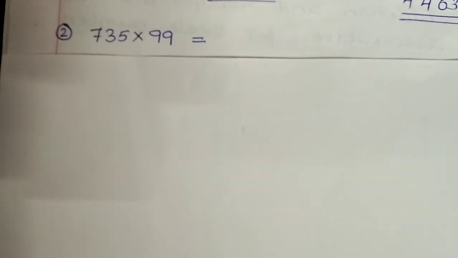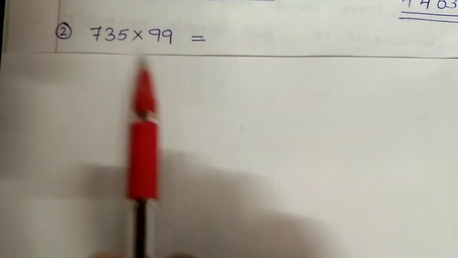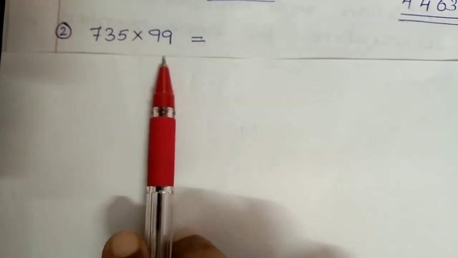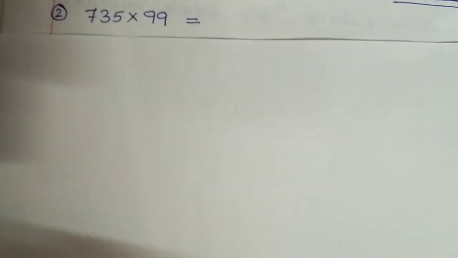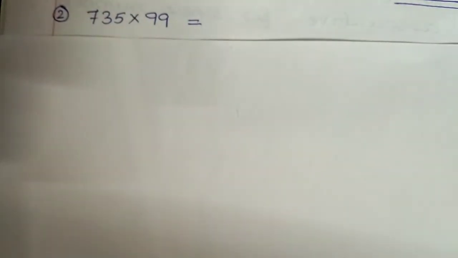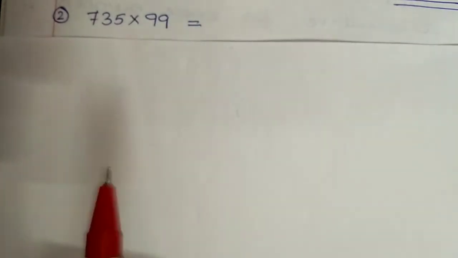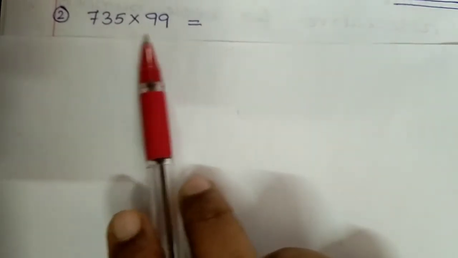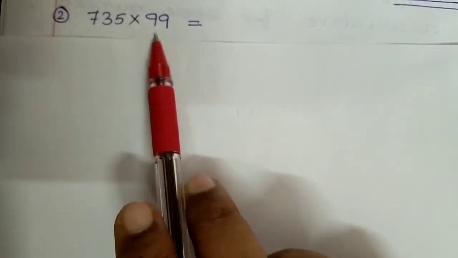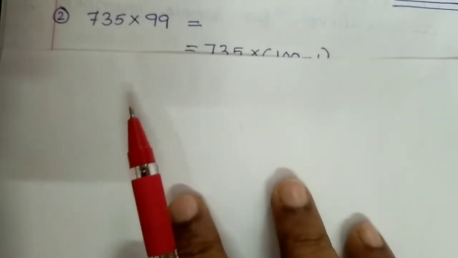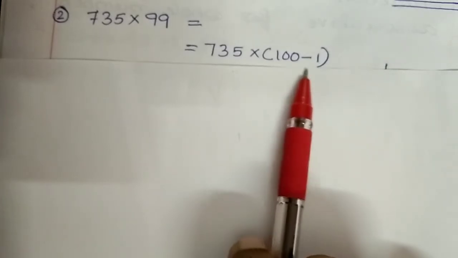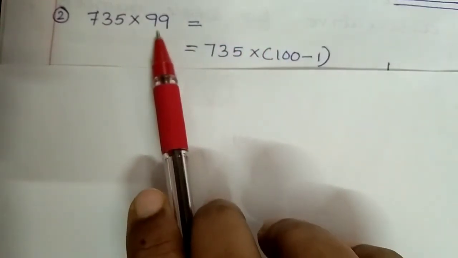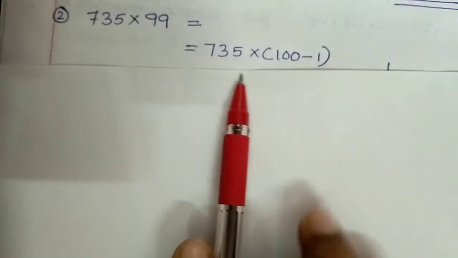Another example, 735 into 99. Here also we can use which property? If your question is to multiply only two numbers, here you apply which property? Yes, distributive property. Here also we can change this number, this 99, as 100 minus 1. You know that 100 minus 1 is what? 99. So we can write our question like this.